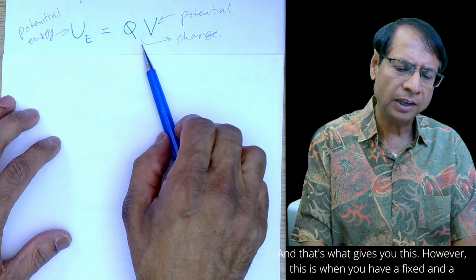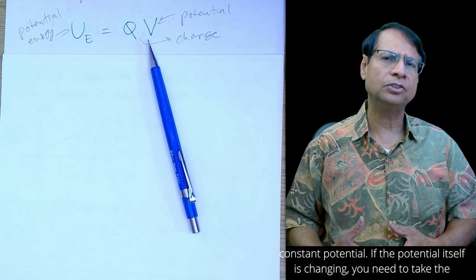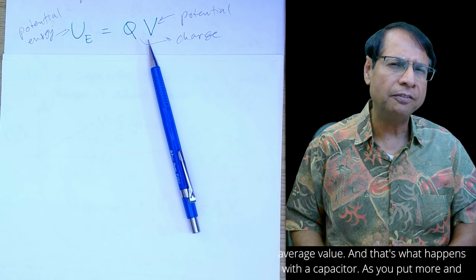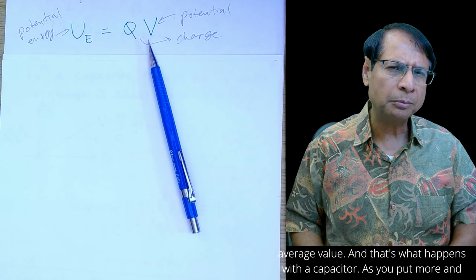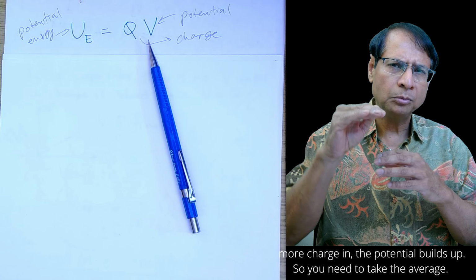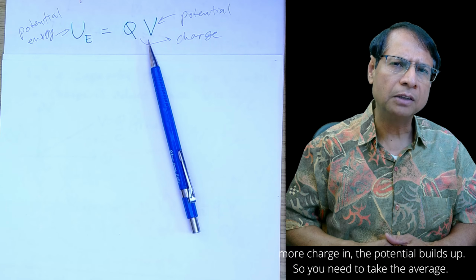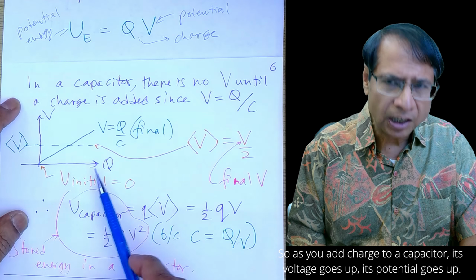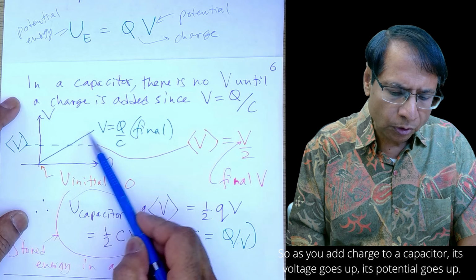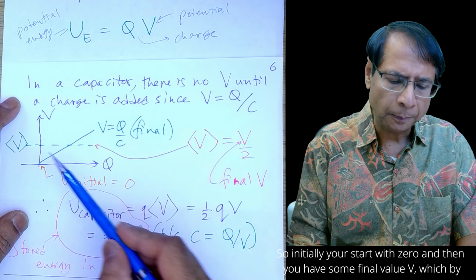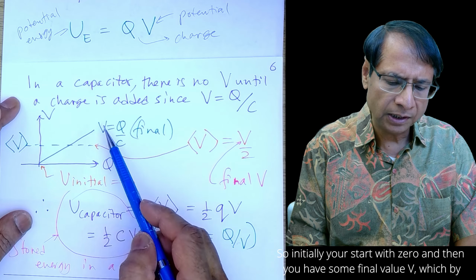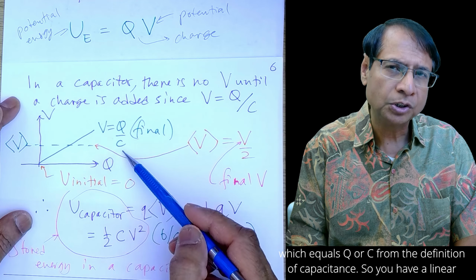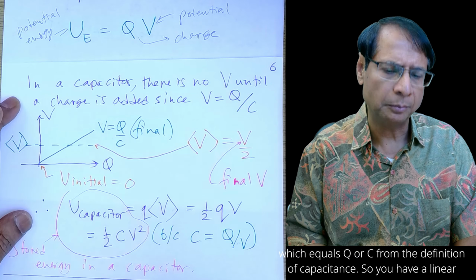However, this is when you have a fixed and constant potential. If the potential itself is changing, you need to take the average value. And that's what happens with a capacitor. As you put more and more charge in, the potential builds up. So you need to take the average. As you add charge to a capacitor, its voltage goes up, its potential goes up. So initially you start with 0, and then you have some final value V, which equals Q over C from the definition of capacitance.